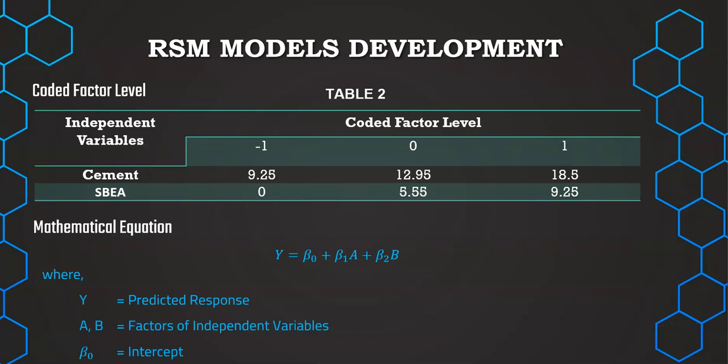In the RSM model development, the factors and coded factor level used are as shown in table 2, and the coded factor level was used to help the interpretation of the coefficient fit to any experimental model. So in this coded level, the high maximum value becomes +1 and minimum value becomes -1. And in this study, the minimum coded level for cement is 9.25, while the SBEA is 0, and the maximum coded level 1 for cement is 18.5, and minimum for SBEA is 9.25.